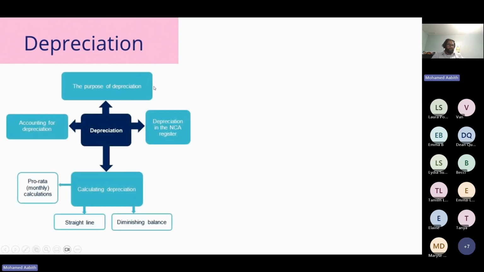So for the purpose of it, let's see here: what is the purpose of the depreciation, how we account for it, how we put the depreciation in the non-current asset register, and then how you calculate the depreciation. We have straight line and diminishing balance methods. We're going to look into those things in more detail in next week's sessions, and then the disposal of non-current assets in more detail. We will be doing it much more in depth, because today's session is only a taster session. So probably we'll do a couple more slides and one question, and then we'll call it a day.